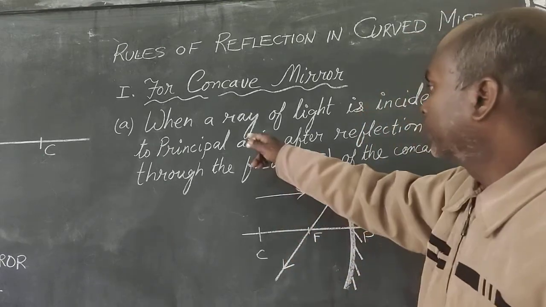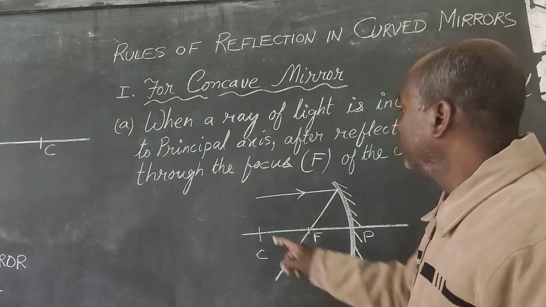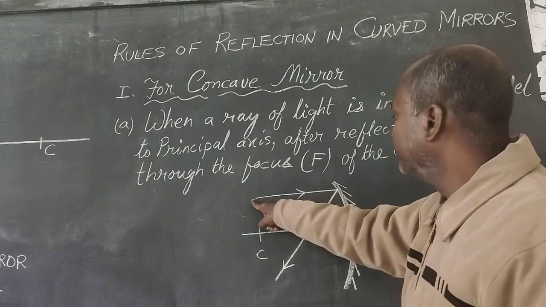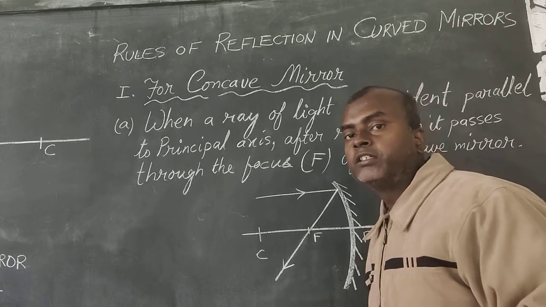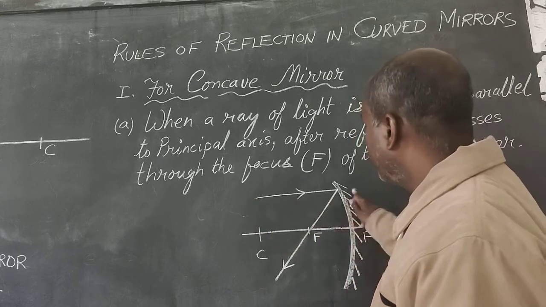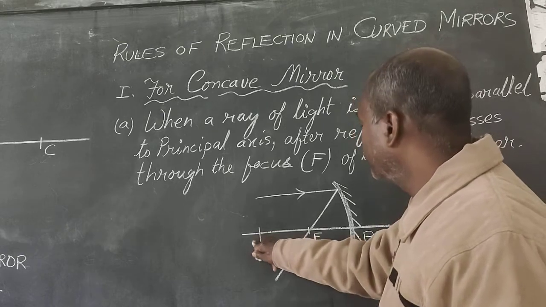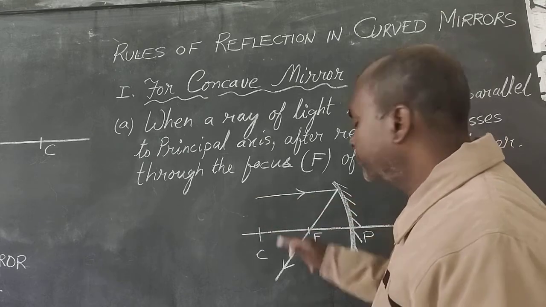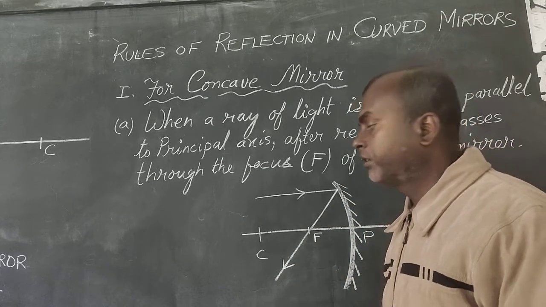That's what I have written here. If the diagram is clear to you, the rule will be very clear to you. The arrows are very important here. It shows that the ray is coming towards the mirror. This is the incident ray coming towards the mirror. Any ray which comes towards the mirror is called incident ray. After it gets reflected, it passes through focus. This is the principal axis, which passes through the center of curvature. So any ray of light parallel to the principal axis, after reflection will pass through the focus. This is rule number 1.